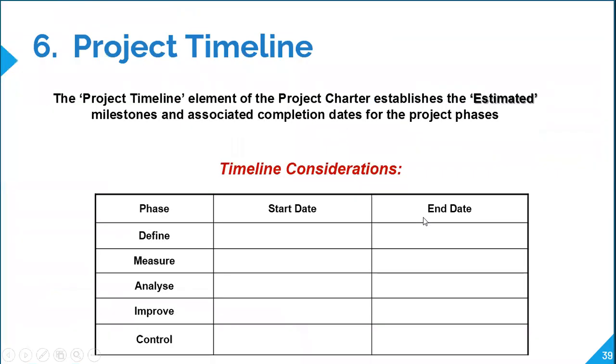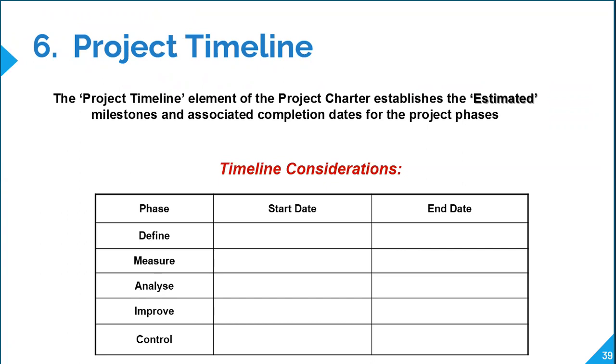Right. So we are done with the first 5 elements. We started with business case, then problem statement, then goal statement, then fourth is project scope, fifth is project team members, and now the sixth one is project timeline. This is also a very important aspect. If you remember, we said that the project charter is a one-page document. We'll showcase it to the senior management, and senior management will approve whether we should go ahead with this project or not, whether we should go ahead to solve this problem or not.